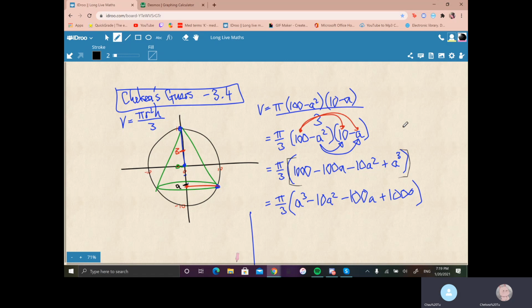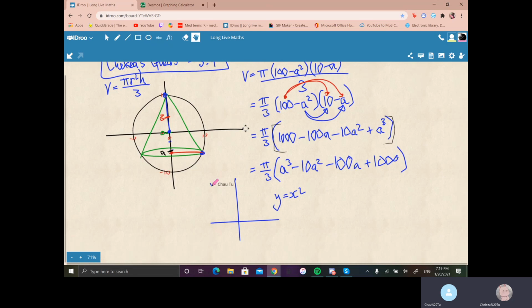If I were to ask you before this, y equals x squared, Chelsea, it will look like this, right? If I stick a number in front, say x to the power of 3, if I stick a 7 in there, it just makes the graph steeper, right? So if I stick pi over 3 in front of it, it's just going to look steeper. That's all it is, because this pi over 3 is just a constant, right? It just makes it slightly steeper.